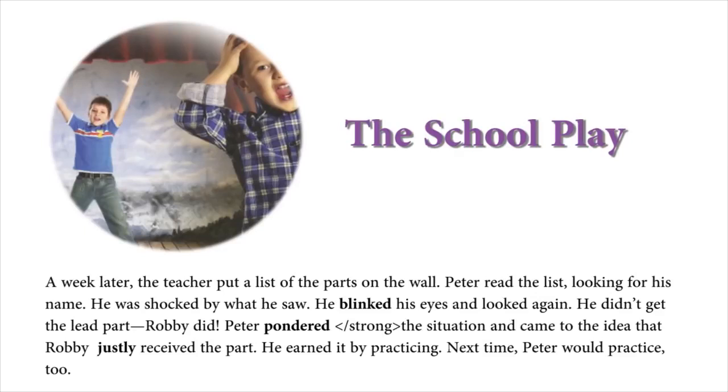A week later, the teacher put a list of the parts on the wall. Peter read the list, looking for his name. He was shocked by what he saw. He blinked his eyes and looked again. He didn't get the lead part. Robbie did. Peter pondered the situation and came to the idea that Robbie justly received the part. He earned it by practicing. Next time, Peter would practice too.